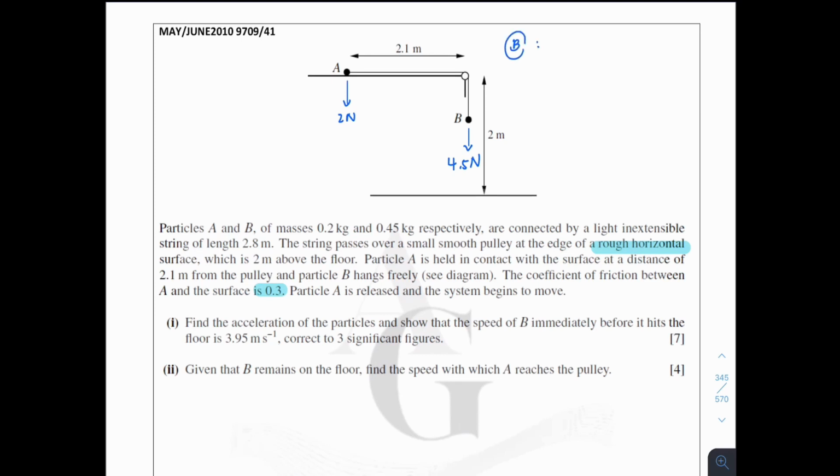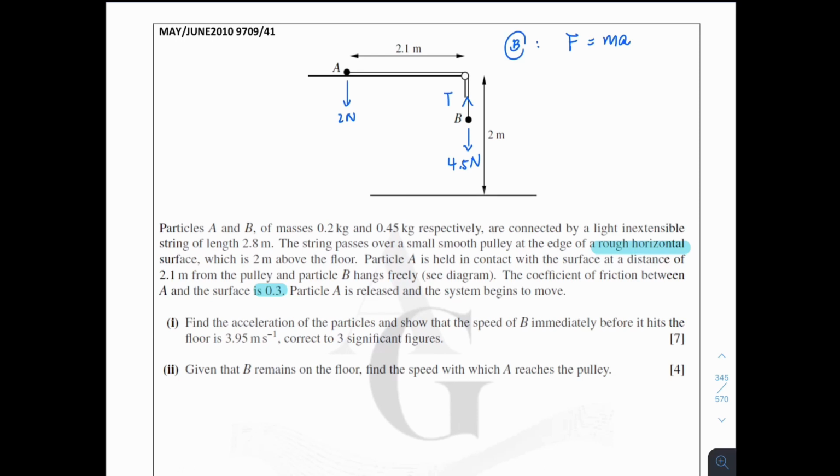Which equation to form? We're going to form the equation by using F equals ma. Have a look at the particle B here. When the particle A is released, the system will move in this direction, which means the particle B will go downwards, and the downward force should be higher than the upward force. So what are the forces that act on the B? The downward force is 4.5 Newton, and the upward force should be the force in the string, which is the tension.